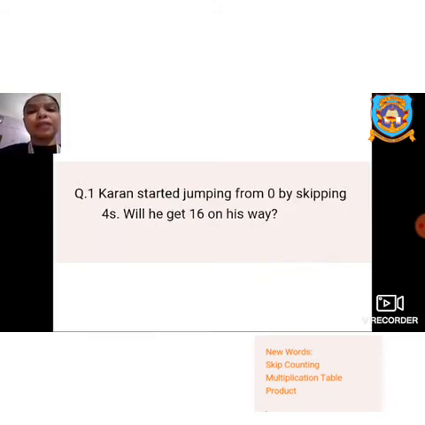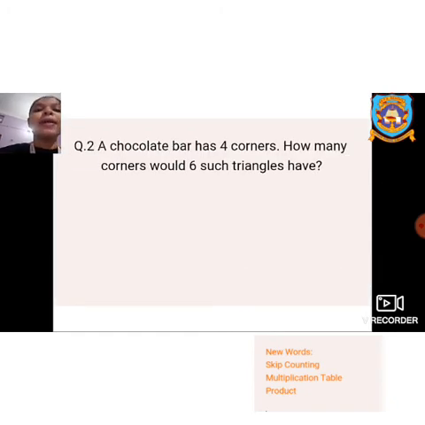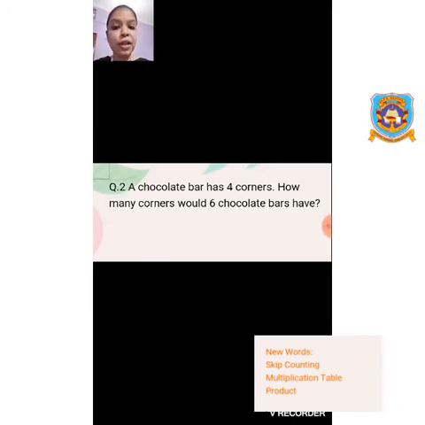Now, based on what we have discussed today, I have taken 2 questions here. The first question is, Karan started jumping from 0 by skipping 4s, 4 times. Will he get 16 on his way? Here no number line is given, but he has started jumping from 0 and skipping after every 4 numbers. Now the question is, will he get 16 on his way? So children, you have to find out by yourself. The next question I have taken here is, a chocolate bar has 4 corners. How many corners would 6 chocolate bars have?